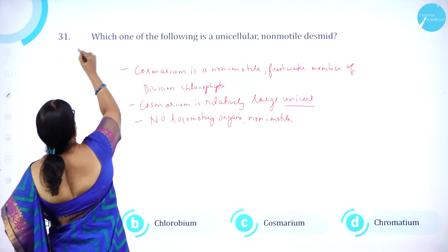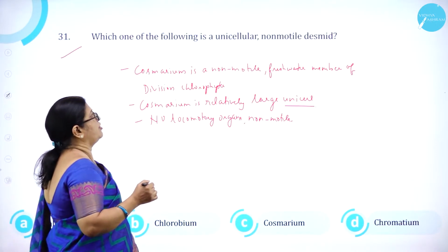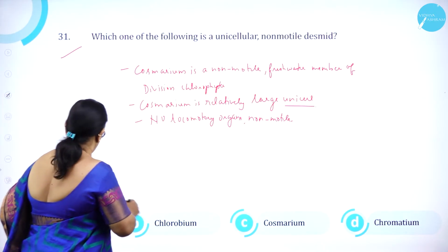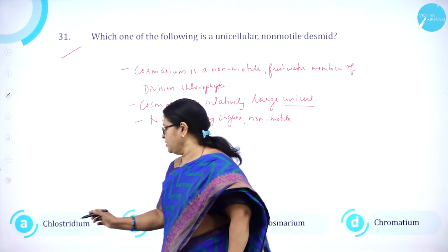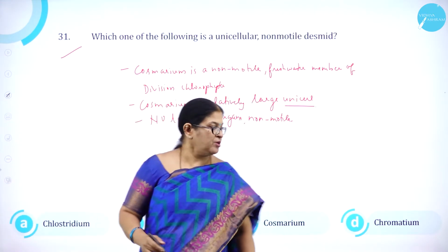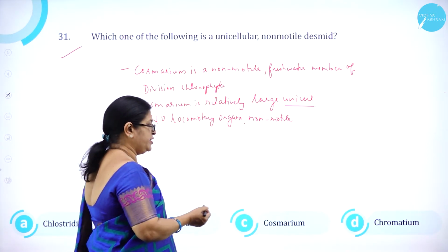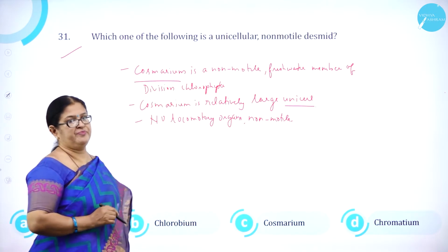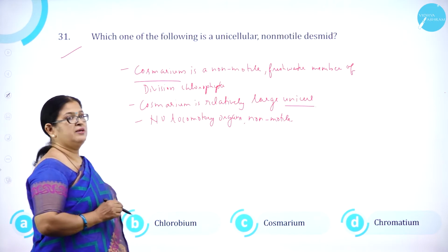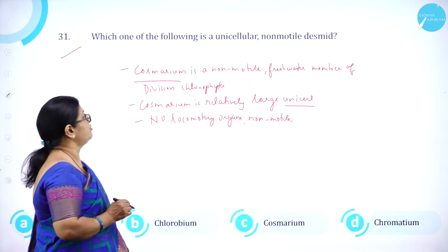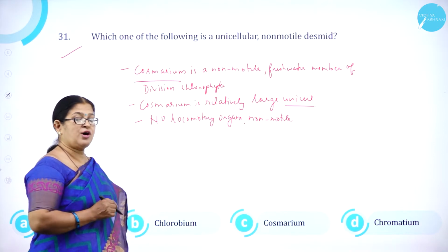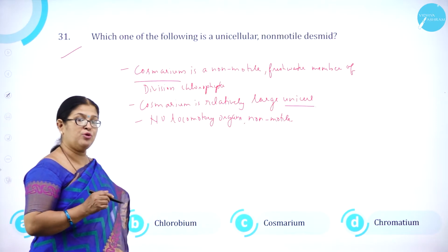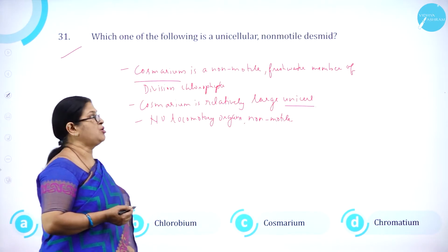Moving on to question number 31. Which one of the following is a unicellular non-motile desmid? Option A, Clostridium. Option B, Chlorobium. Option C, Cosmarium. And D, Chromatium. We know that Cosmarium is the one which is non-motile and it is a member of Chlorophyta. And this Cosmarium is relatively large and it is unicellular, having no locomotory organelles, and hence it is non-motile.